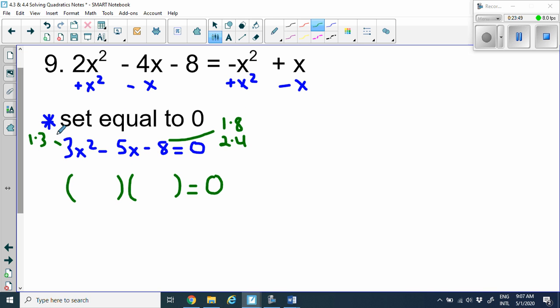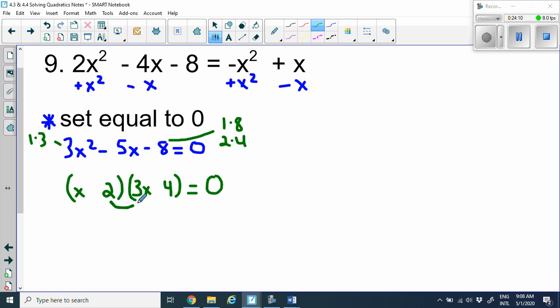Okay, so we know we have to do 1 and 3, so I definitely have to have x and 3x. If I multiply x and 3x, I know that gives me 3x squared. So now we're going to work from the bottom and work our way up. So we're going to try 2 and 4 to see if that works.